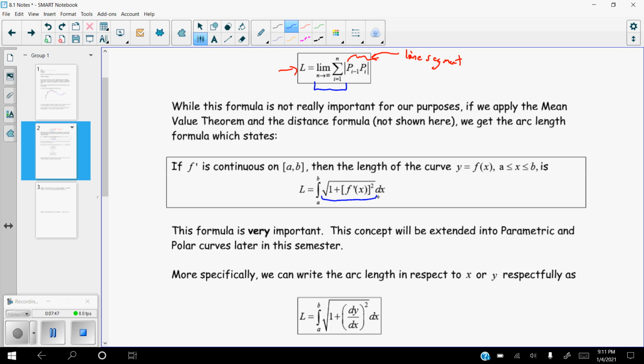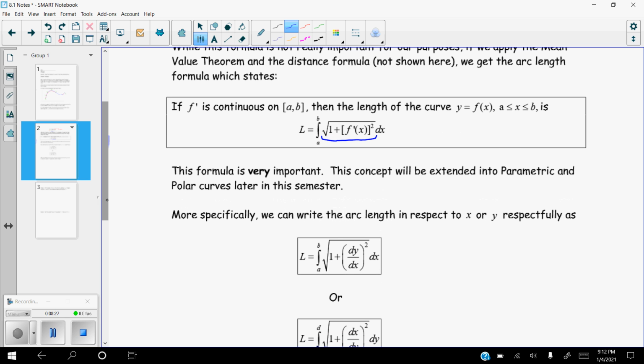So if f prime is continuous on a closed interval, then the length of the curve between the 2 endpoints is going to be given by the integral from a to b, the 2 endpoints, of the square root of 1 plus f prime of x squared dx. Okay, there are different ways that you can write this, which we're going to show below. And it's also important to understand that this, again, can be extended into parametric and polar curves, which will be later, it says later this semester. It's actually most likely going to be second semester in this case.